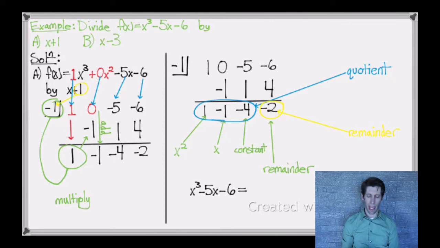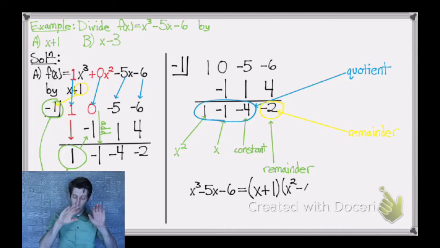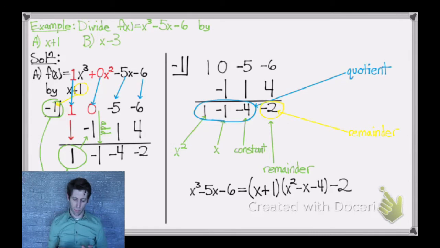So we start out with x cubed minus 5x minus 6. That's the original thing that we were dividing here. So that's called the dividend. That equals the divisor, which in this case is x plus 1, multiplied by our quotient. And you'll notice here that the quotient is x squared minus x minus 4, where those coefficients are coming from that blue circle there. -4 is the constant, -1 is the x coefficient, and 1 is the x squared coefficient. And then finally the remainder sits at the very end.